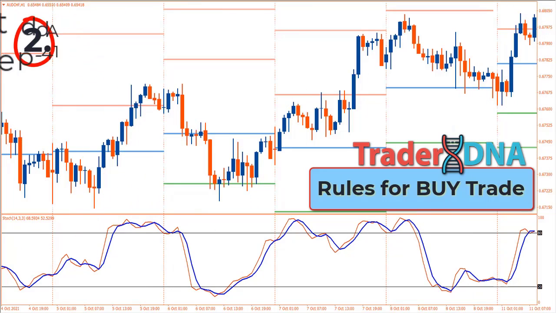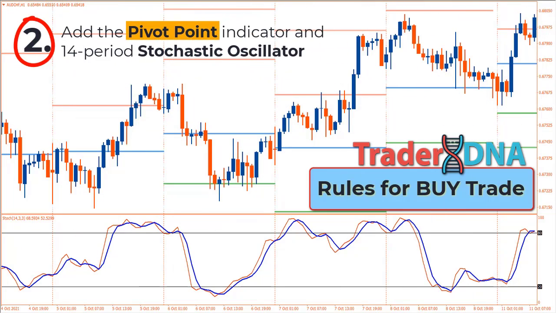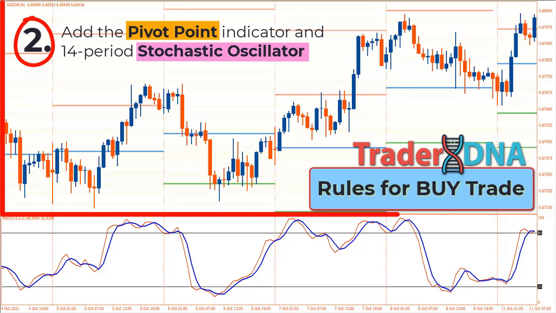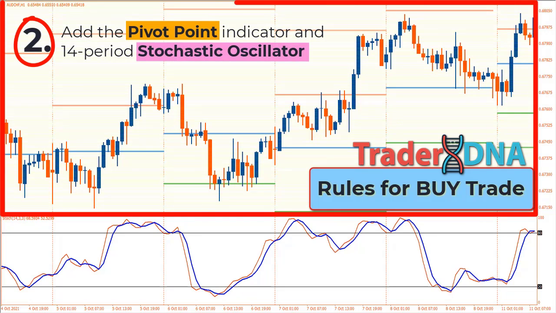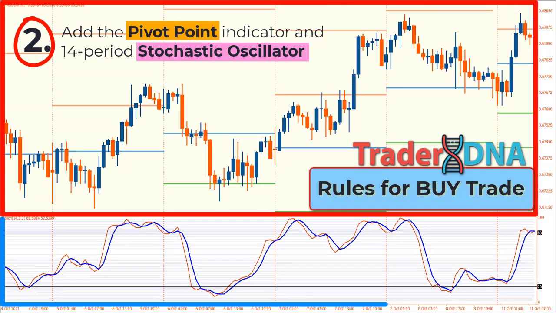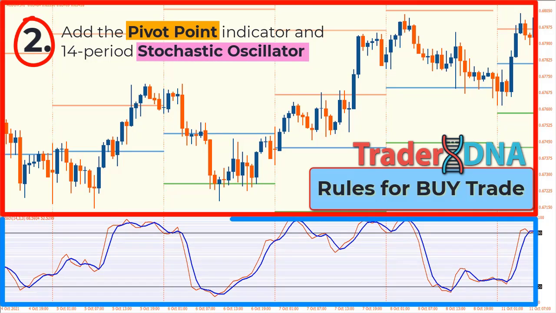Step number 2. Add the pivot point indicator and 14 period stochastic oscillator. The pivot point trading strategy has a chart configuration with 2 windows. The first window should contain your favorite market combined with pivot points. The second window should contain the 14 period stochastic oscillator attached to it.